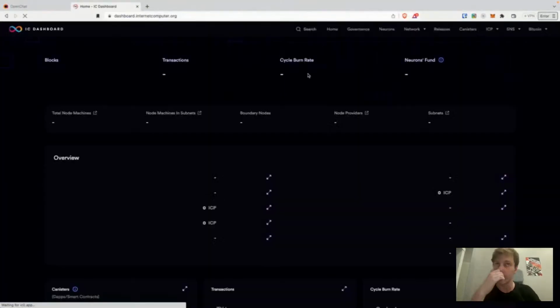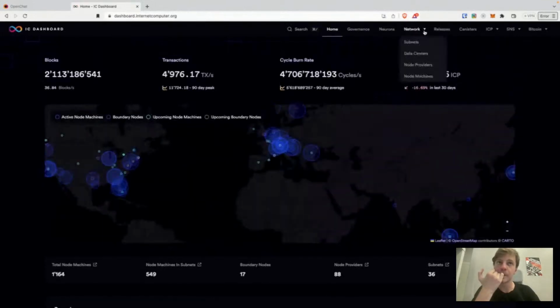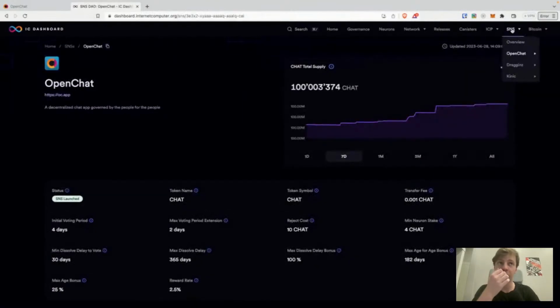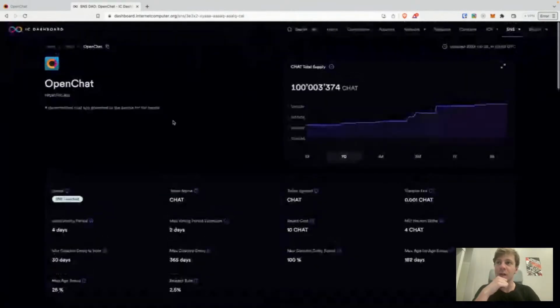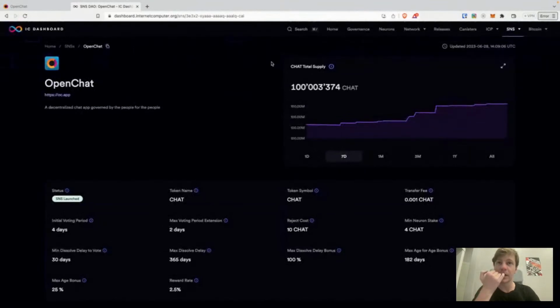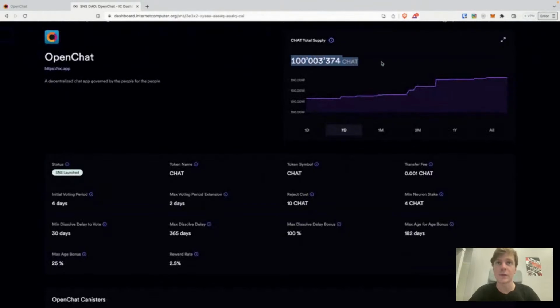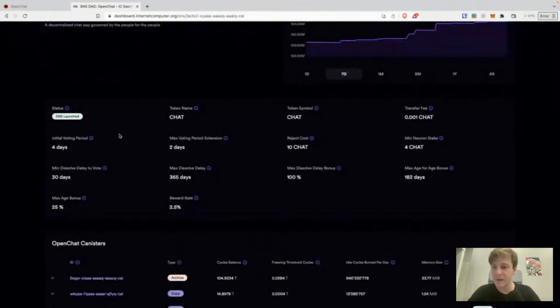Go to the Internet Computer Dashboard. So we have here SNSs, and OpenChat is the first one. We can see some information about the DAO. So the first one would be the number of tokens that are already released. And we have a lot of parameters that also have an impact on the DAO. So there is a voting period of 4 days. There is a dissolve delay for the tokens that you stake.